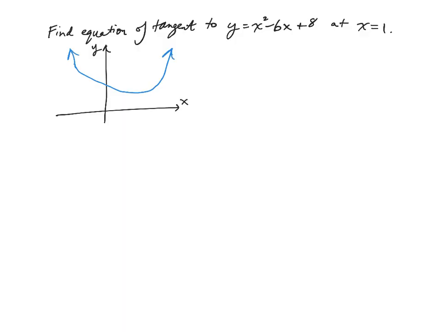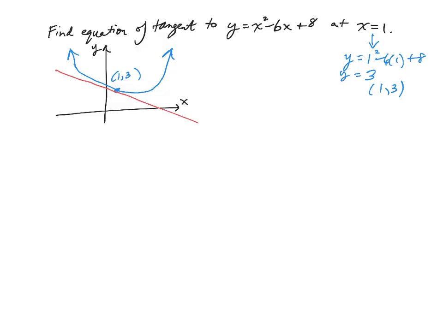Next, what I would strongly suggest is that you find the y-coordinate that goes with x equals 1. So when x equals 1, y equals 1 squared minus 6 times 1 plus 8, which is actually 9 minus 6, which is 3. So now we know that the point we're talking about is (1, 3). It's probably here. And what we're trying to do is find the equation of the tangent line, which I believe is something like that.